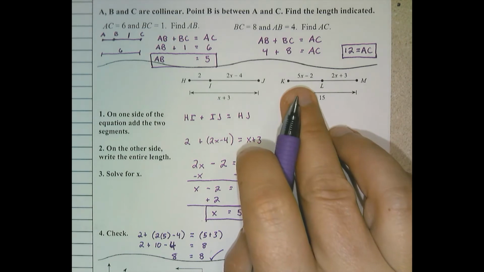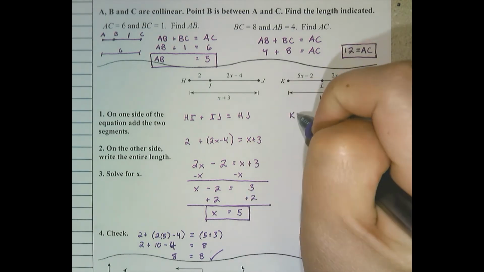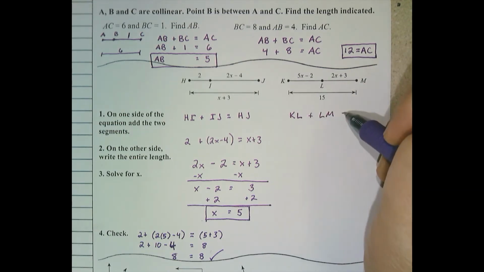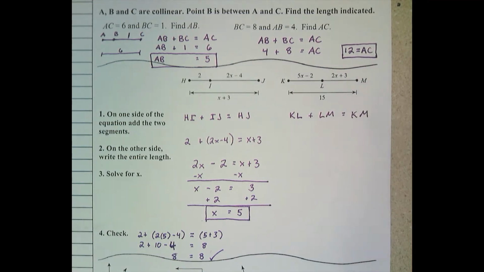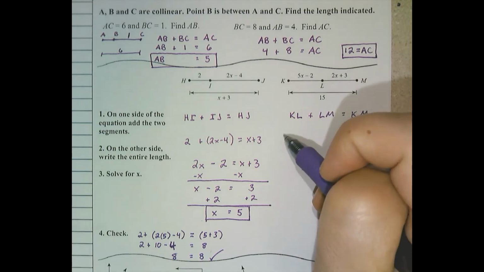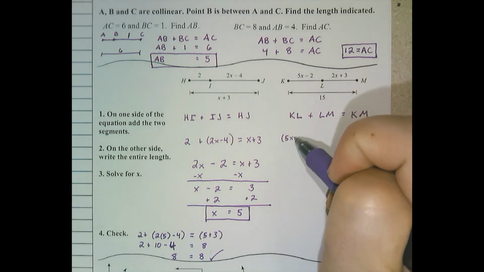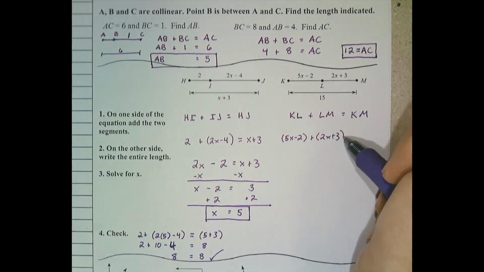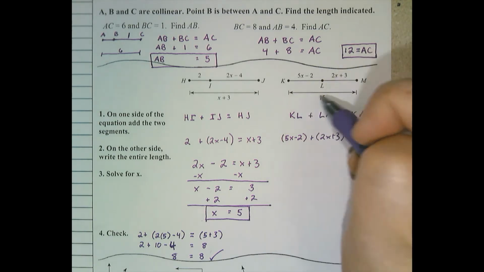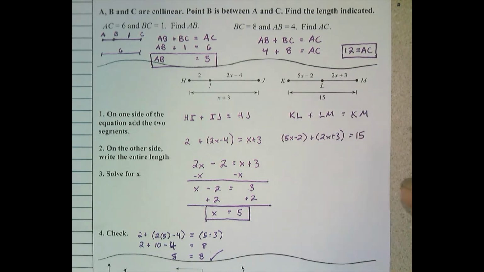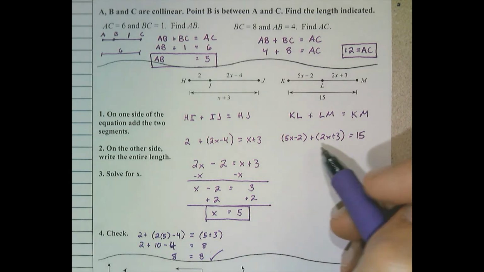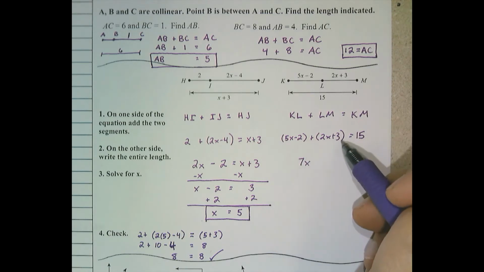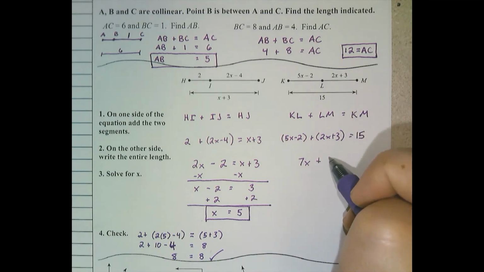Okay, we're going to do the same thing on the next problem. Again, we use the segment addition. Always write it symbolically first. KL plus LM is equal to KM. Then we can substitute in our known values. KL is 5x minus 2. LM is 2x plus 3. And KM is 15 units. If we combine like terms, 5x and 2x is equal to 7x. Negative 2 and 3 adds up to 1.